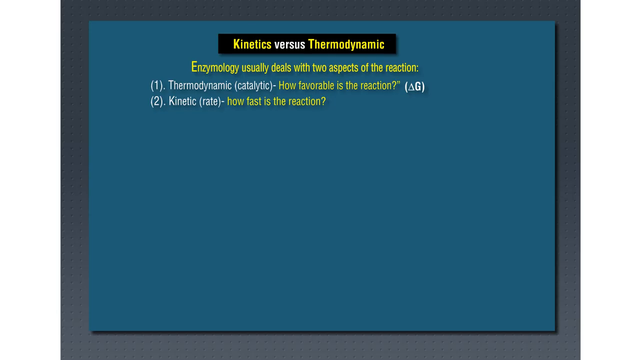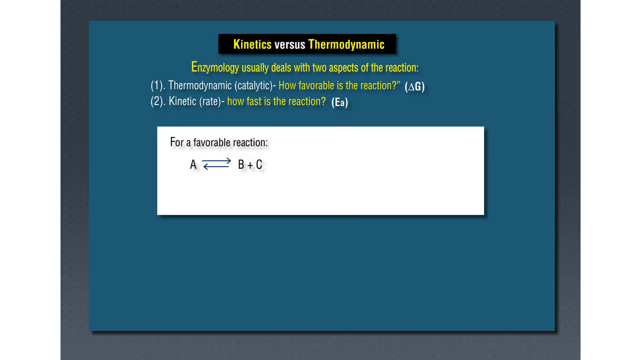How fast will the reaction occur? It deals with the activation energy rather than the delta G. Thermodynamics and kinetics describe 2 different aspects of a chemical reaction. Consider the following reaction, where A is converted into B and C. If the products B and C are more stable than A, the equilibrium will lie toward formation of B and C, making the reaction thermodynamically favorable and resulting in a negative delta G.